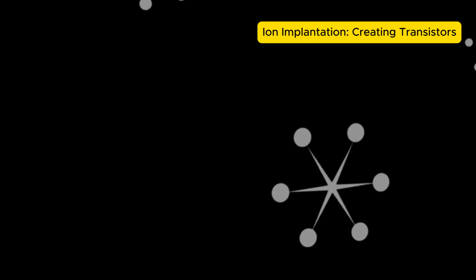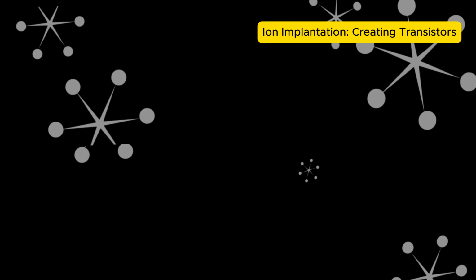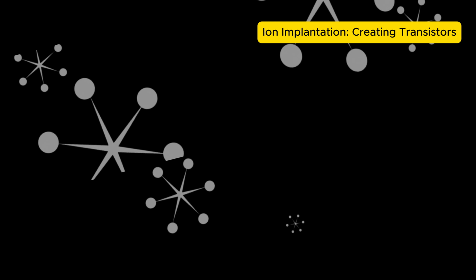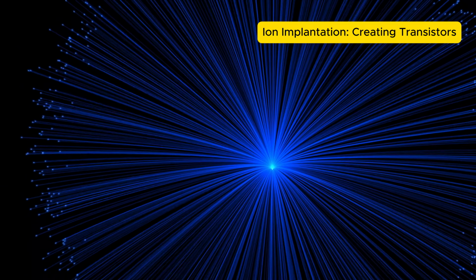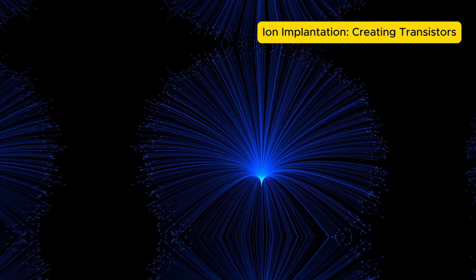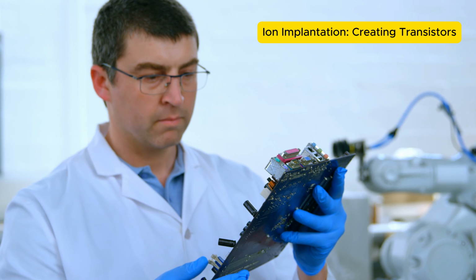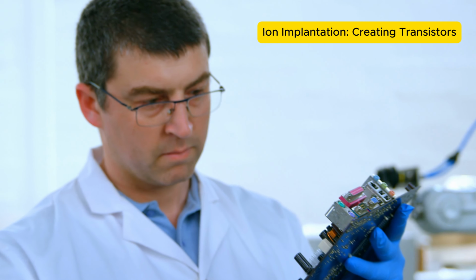ions. These p and n regions are what allow transistors to function as switches, enabling them to control the flow of electrical signals. Ion implantation offers superior control over the doping process compared to older methods, ensuring greater precision and enabling the production of increasingly smaller and more efficient transistors.